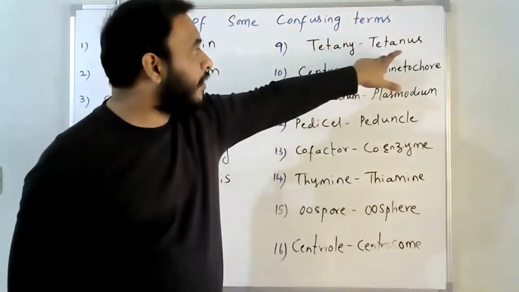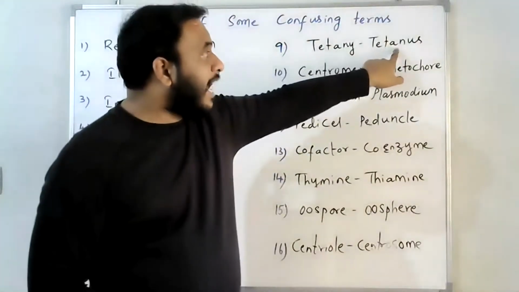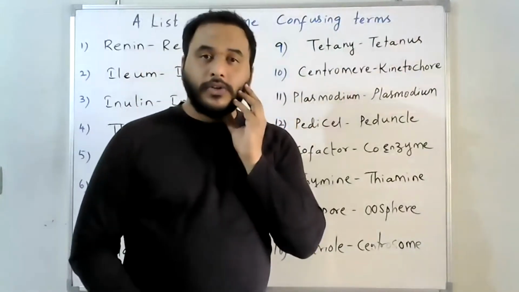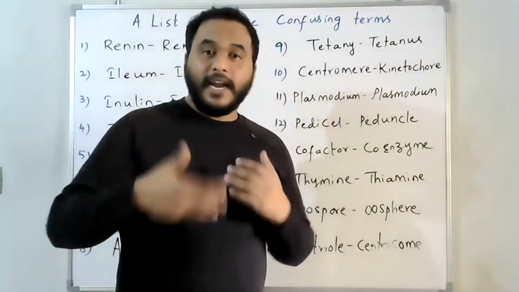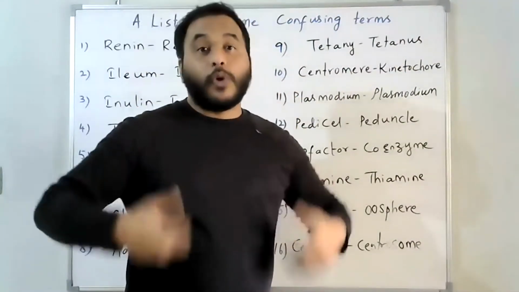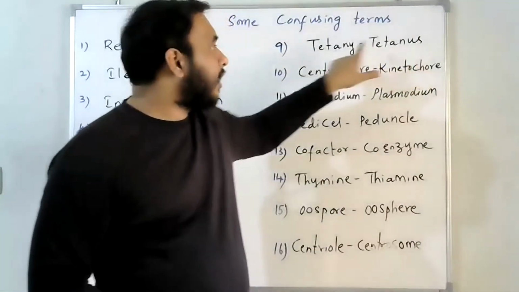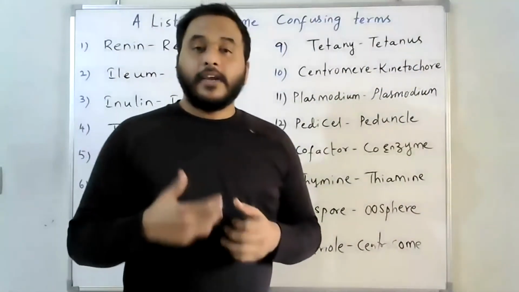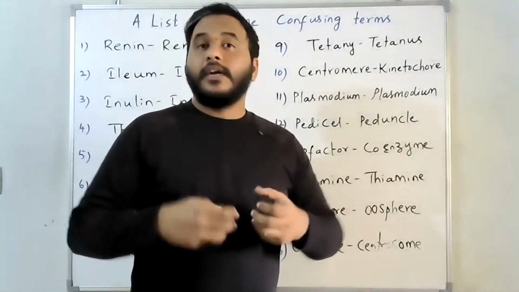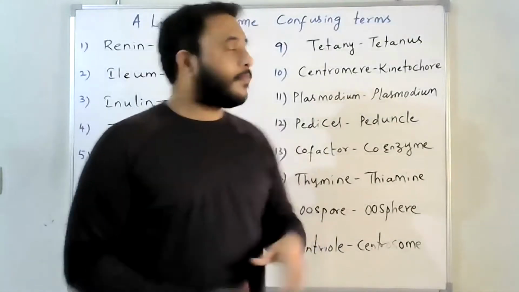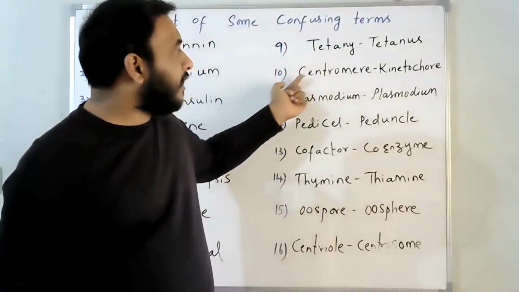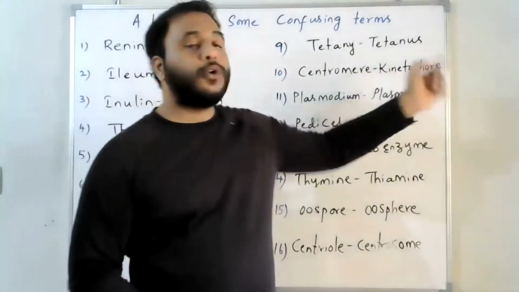So there is a lot of difference. And this tetanus is also called lockjaw, and later it will propagate throughout the body, whereas tetany is irregular muscular contraction.